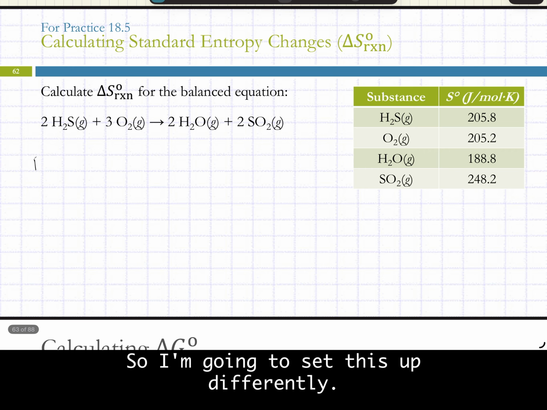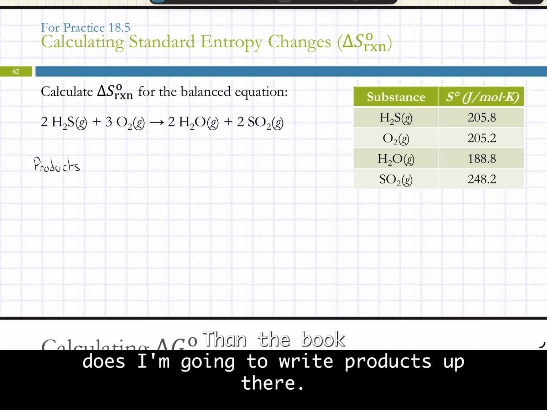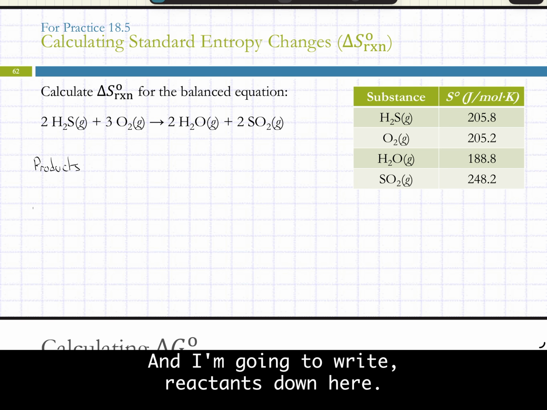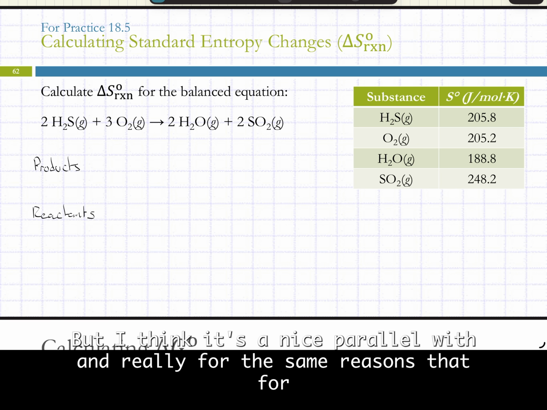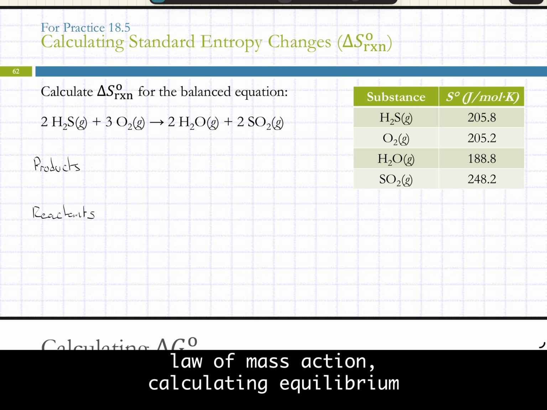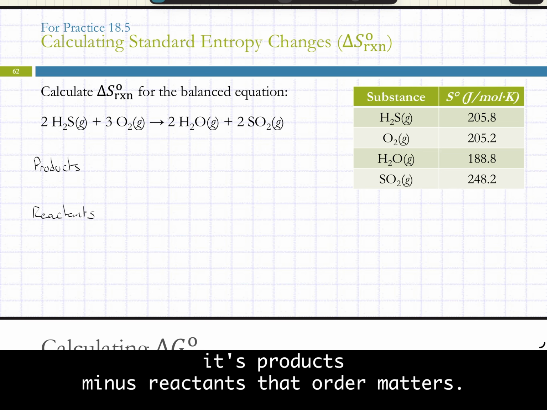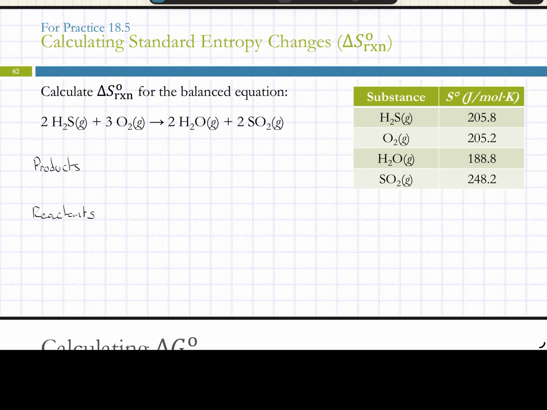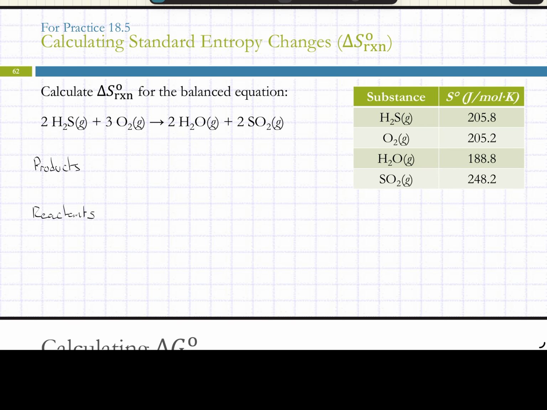So I'm going to set this up differently than the book does. I'm going to write products up there, and I'm going to write reactants down here. And we're not going to divide, but I think it's a nice parallel with, and really for the same reasons that for law of mass action, calculating equilibrium constants, it's products over reactants, it's products minus reactants. That order matters because there's a direction to our reactions.